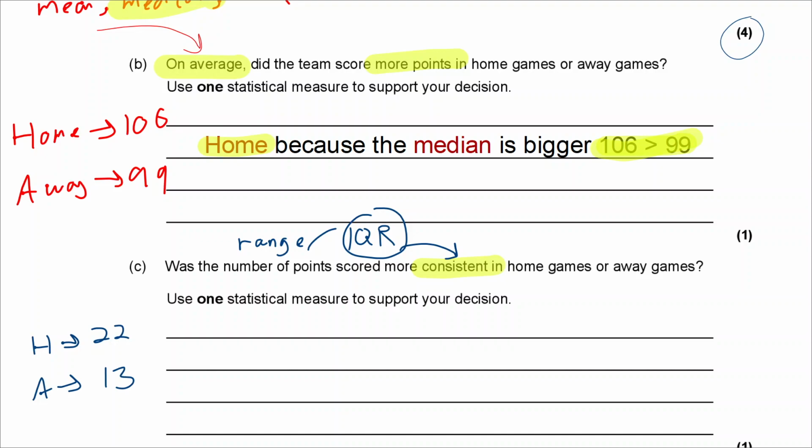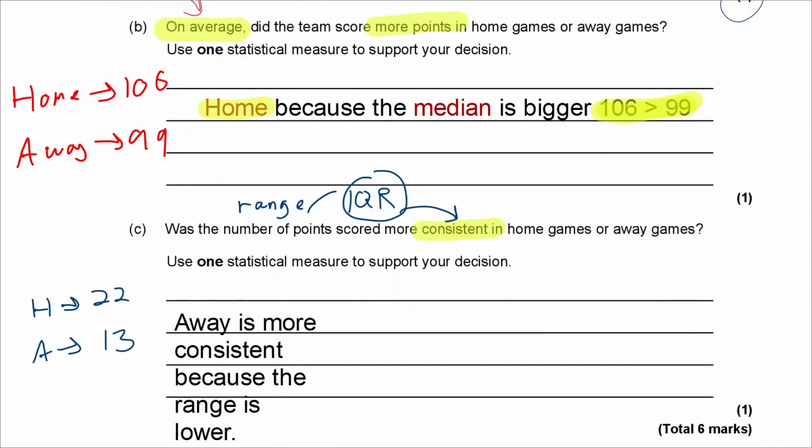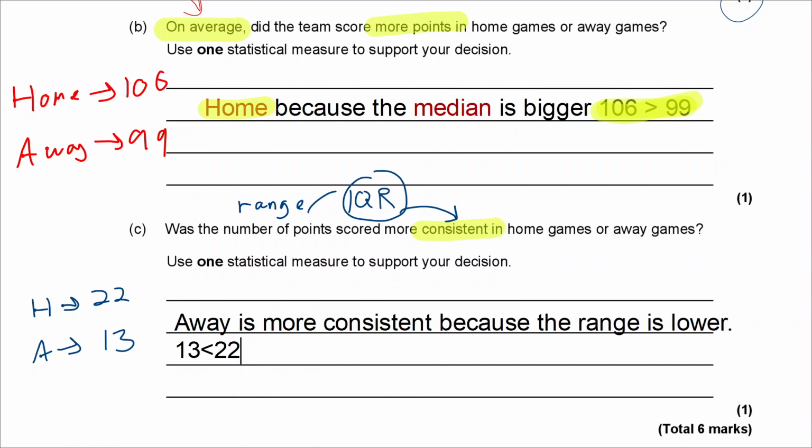Okay, so who was more consistent? If you're more consistent, you've got less spread. There's less variability. So the away team, 13, is smaller. So the away team is more consistent, because the interquartile range is lower. And you say because 13 is less than 22. Yeah, and you've answered the question there perfectly. There we go. Good, so we've got the keywords here.